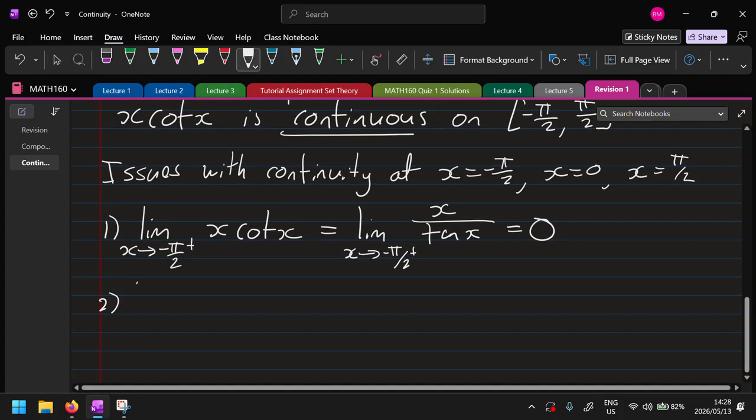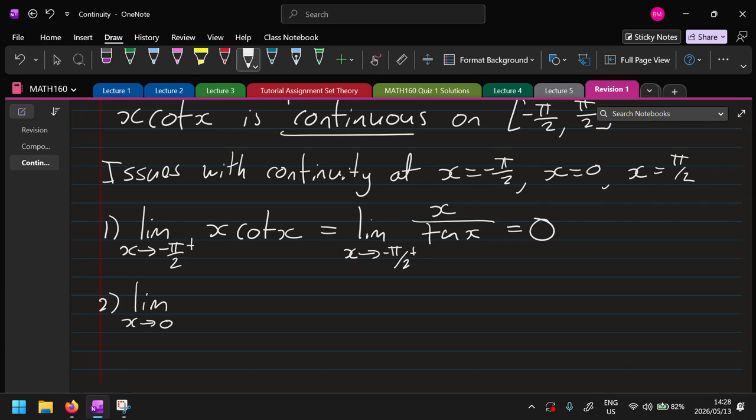Number 2, limit x goes to 0. Now we need to be careful. We need to do from both sides. So let's go from the left side. Okay. So what's the issue here? Zero over 0. Yeah, we can write it like this. Right, we get 0 over 0. Okay, good. So if we have a limit with something 0 over 0, what can we do?